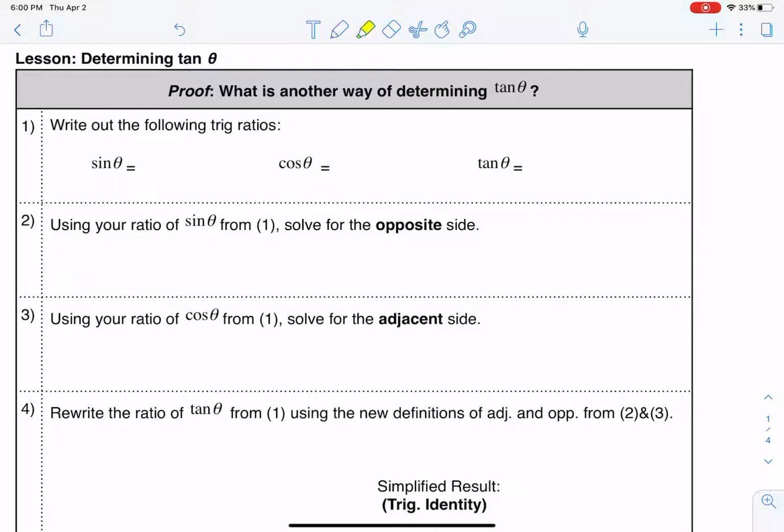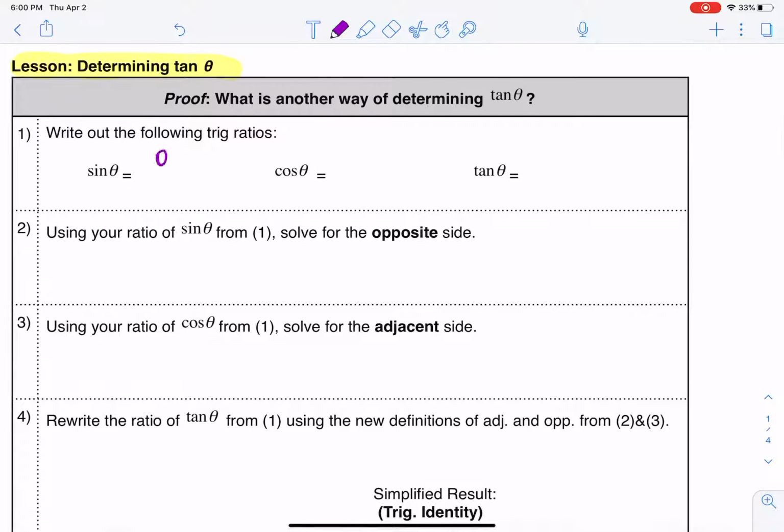In this video, we're going to be determining another way that we can think about tangent of theta. All right, so we're going to do what's called a proof here, to prove that this other way of thinking about tangent of theta is in line with what we already know about tangent. So I'm going to write out the following trig ratios. Sine, we know, is opposite over hypotenuse. Cosine, we know, is adjacent over hypotenuse. And tangent, we know, is opposite over adjacent.